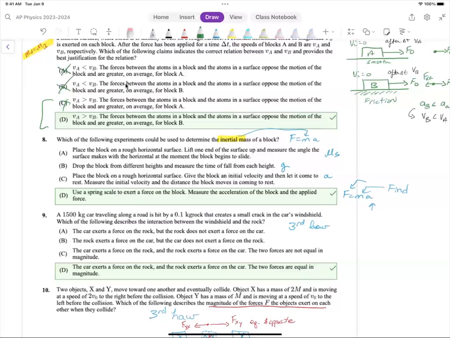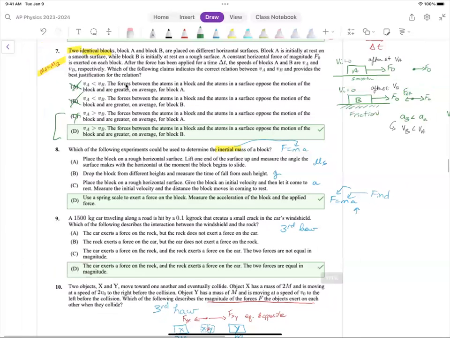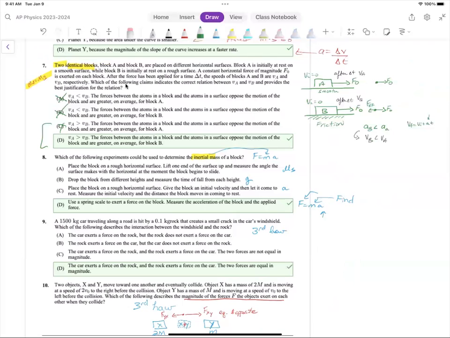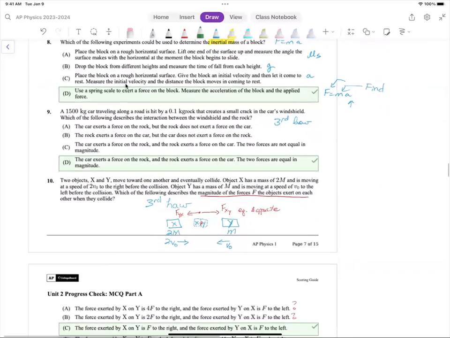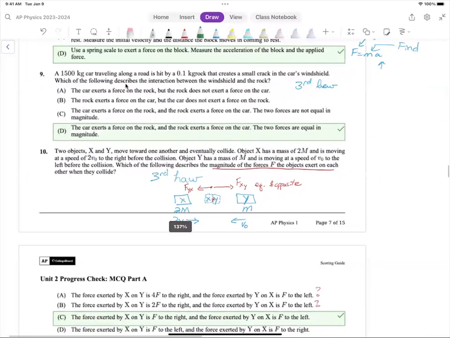How about D? Use a spring scale to exert a force, okay? Measure the acceleration of the block and the applied force. So you're looking at the relationship between force and acceleration so that you can find mass. And by the way, that's exactly the same lab that we did in class. So how do you use Newton's second law to find the mass?